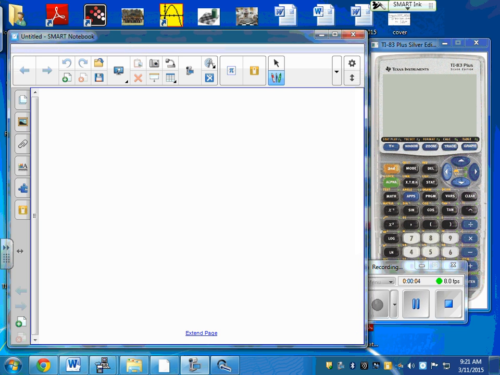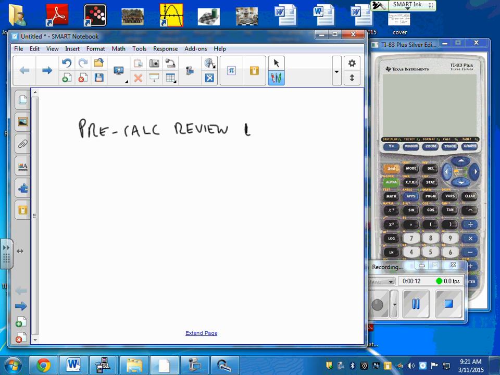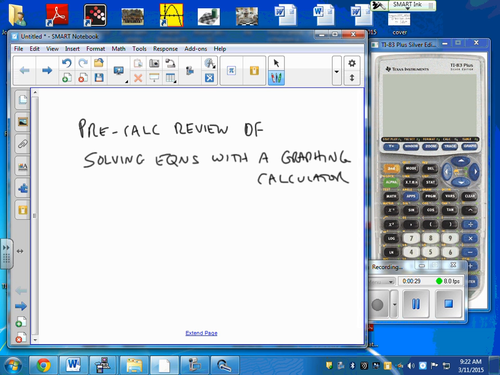This is our pre-calculus review of solving equations with a graphing calculator. I'm looking at the Unit 3 test that was given on March 10th. Here's a copy of the test.